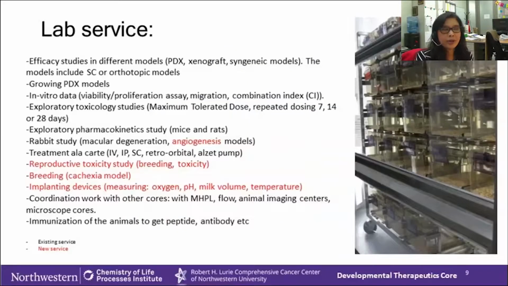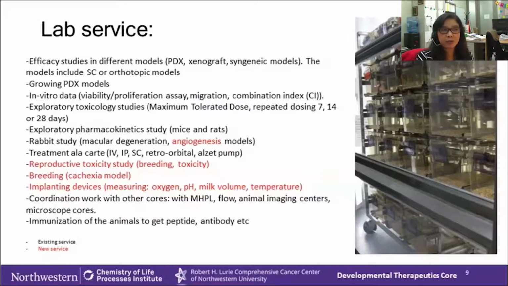And what are we doing? What kind of services are we providing? This is a bit of a busy slide, but let me go through it one by one. We provide efficacy studies in different models. That's why I'm so excited that we are a part of Core B of a kidney center, because we would love to test a lot of kidney models.